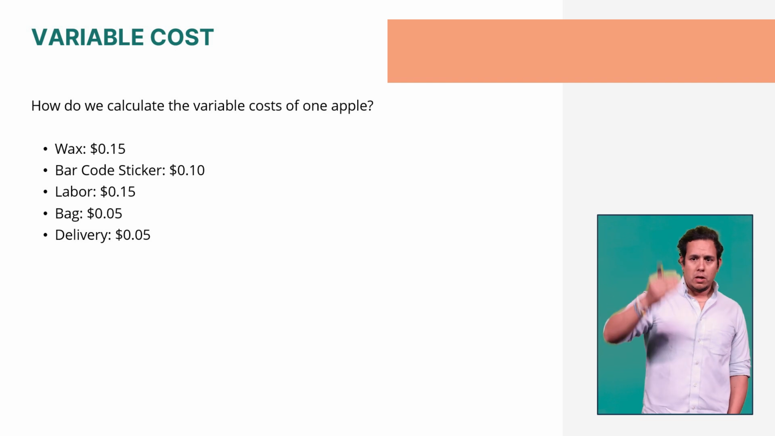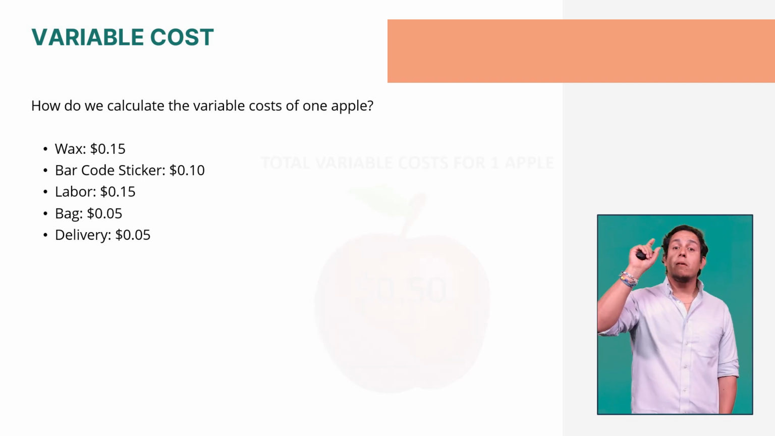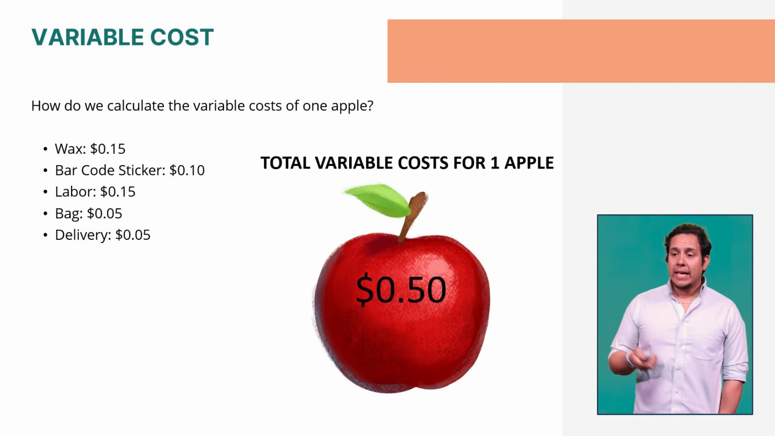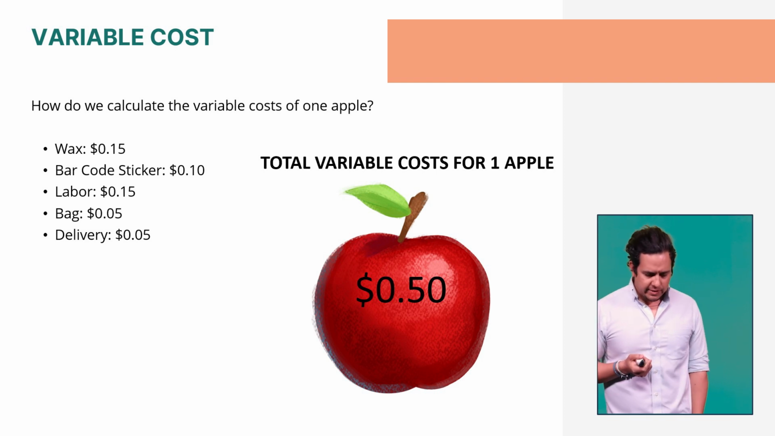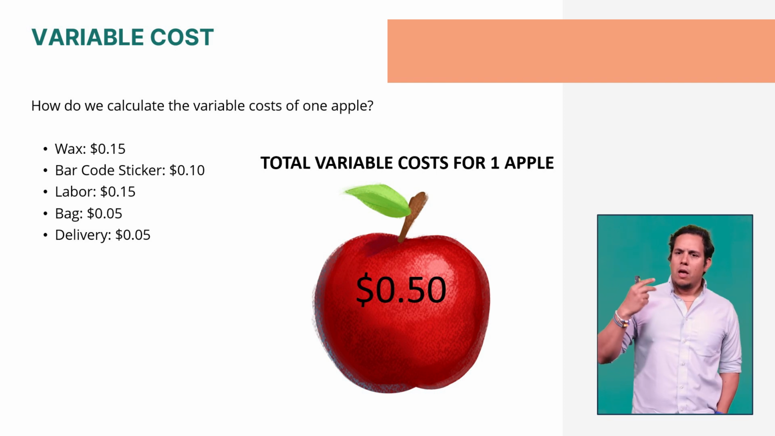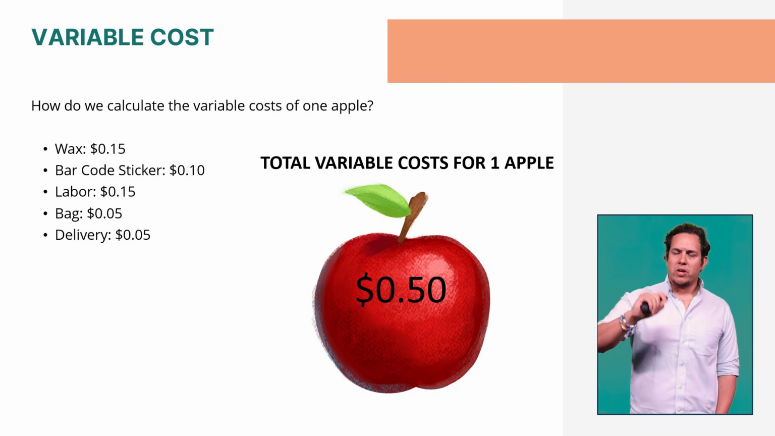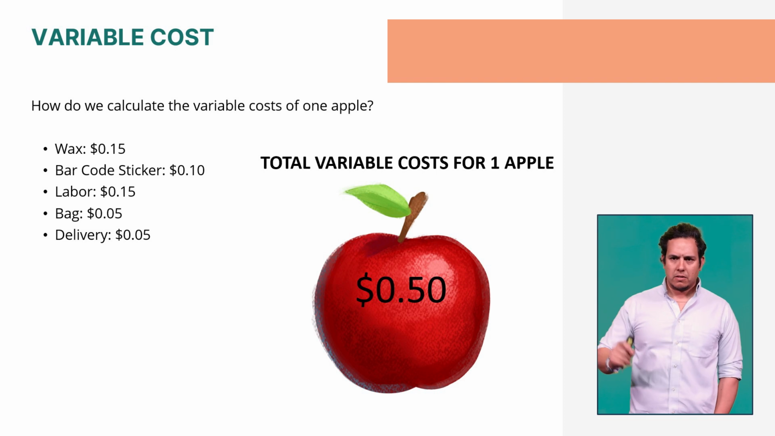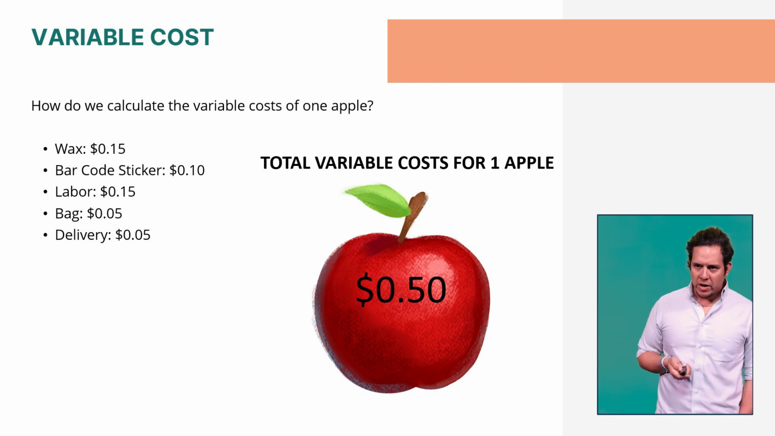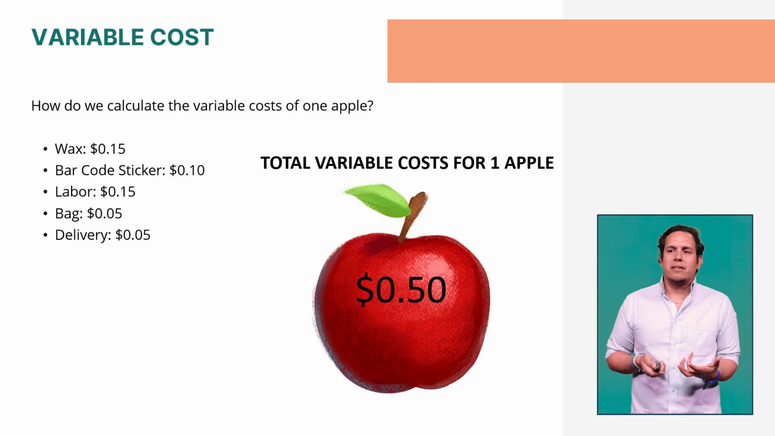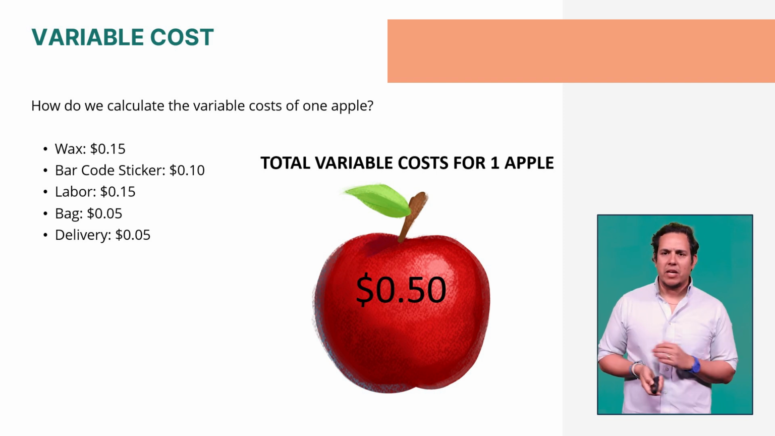So combine all of the costs. All of these are variable costs. We'll combine them all, and it gives us 50 cents. Great. So we deduce then that our variable cost for the production of one apple is 50 cents, adding up all of the costs. Wonderful. What does that mean? How do we utilize it? How do we move forward with this information?